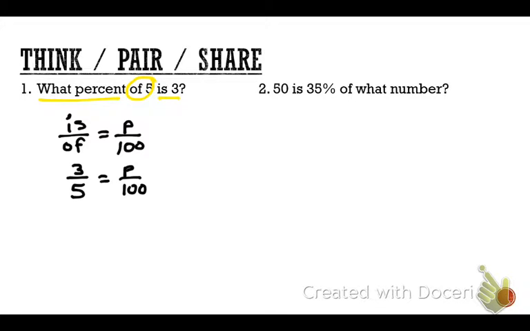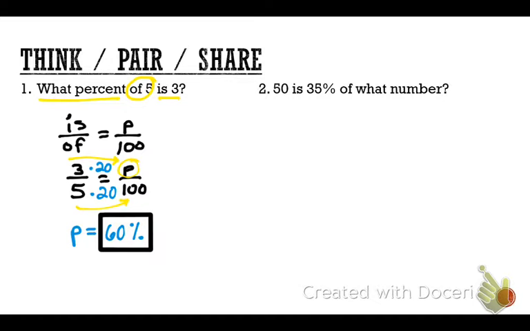Can I do mental math on this one? Yes, if I'm trying to find my p, I'm working that way. How do I get from a 5 to a 100? Times 20. All right, so if 5 times 20 is 100, 3 times 20 is... Now here's the answer, guys. What percent of 5 is 3? What's the answer? 60%. Please make sure you've got that percent sign there. Okay, how many of you got that correct? All right, let's go to the next one.